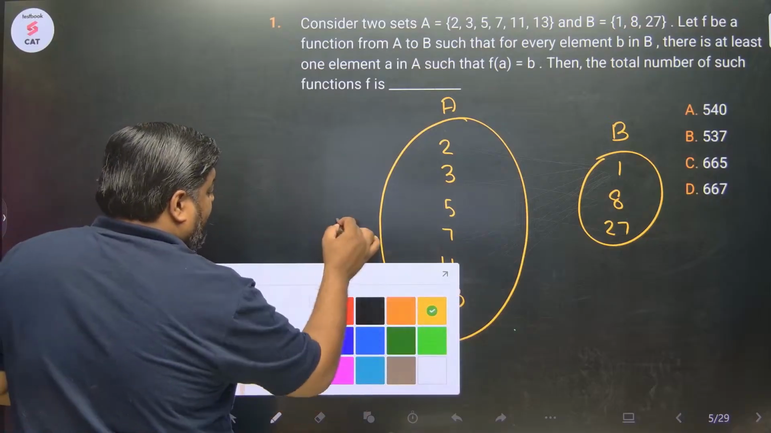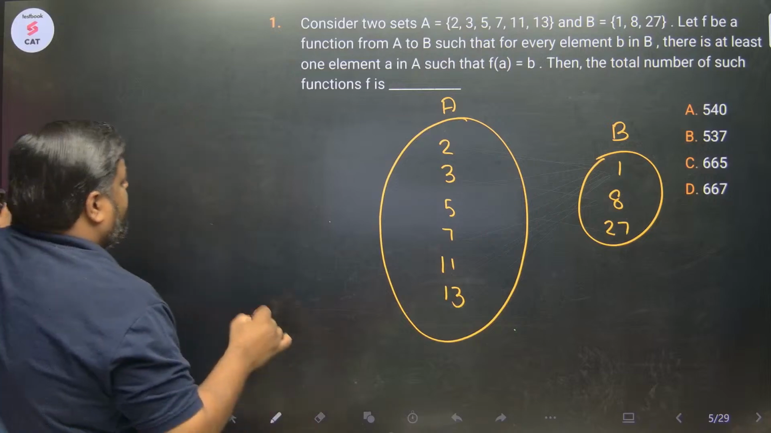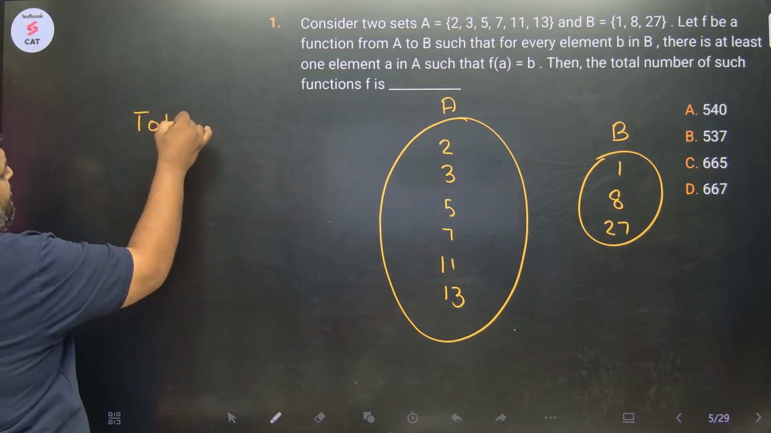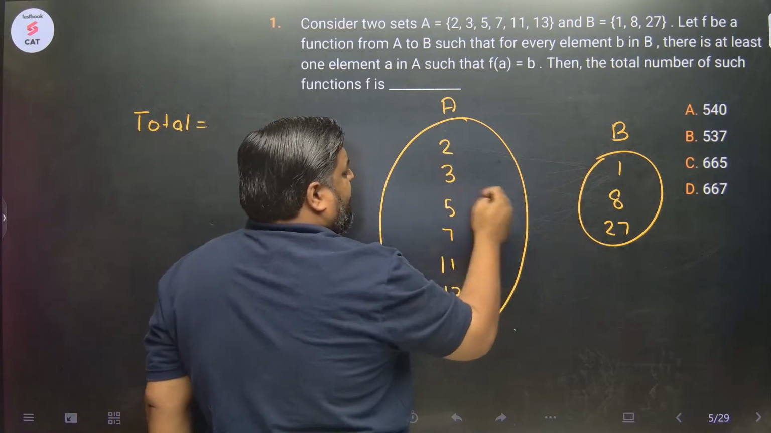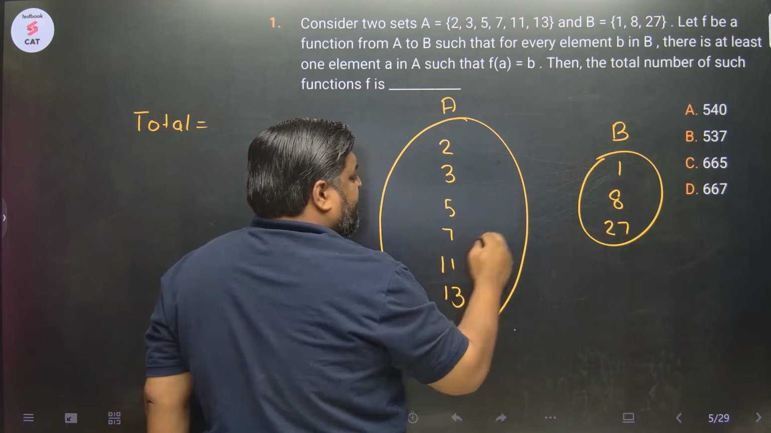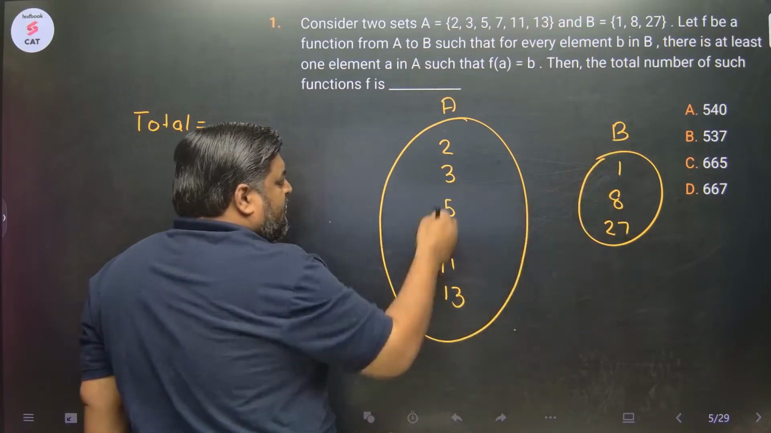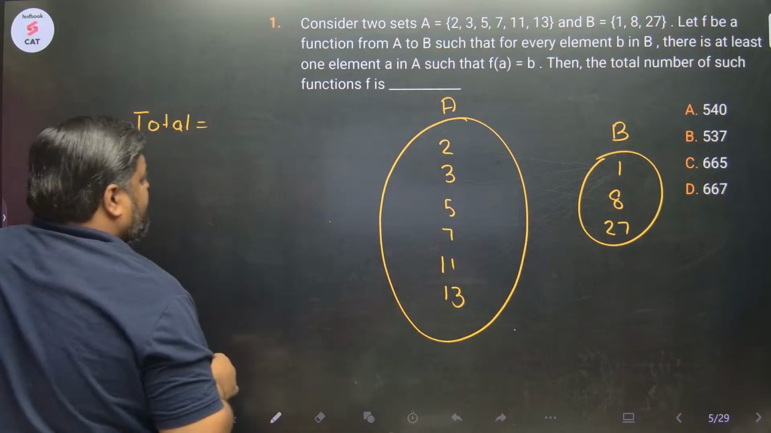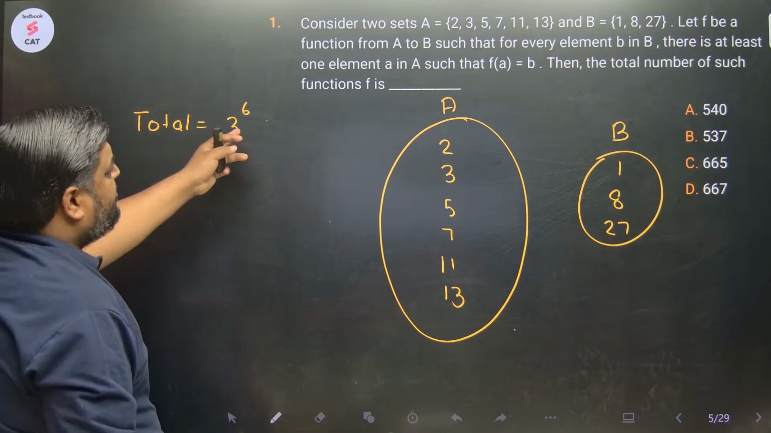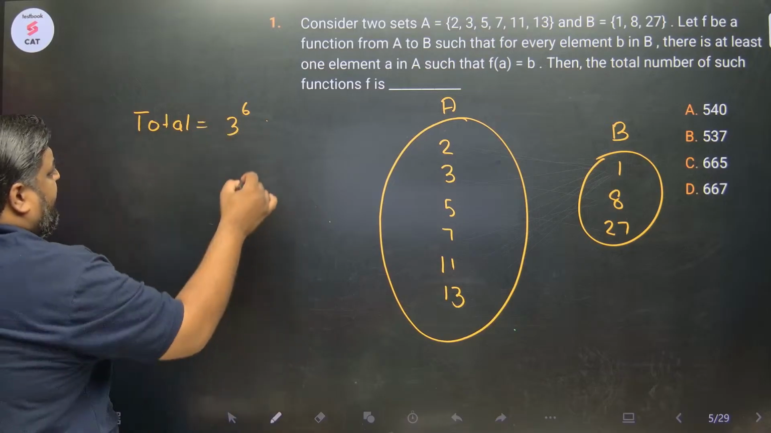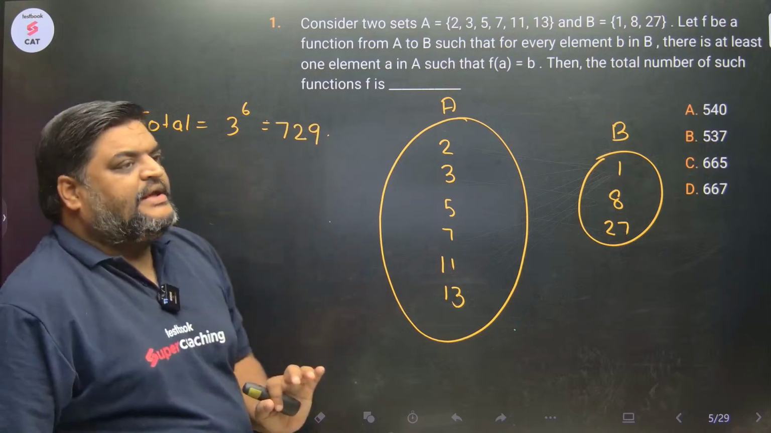सबसे पहले we will try to find out all the relationships possible. टोटल कितने फंक्शंस पॉसिबल है? सर 2 के लिए यू हैव 3 ऑप्शंस, 3 के लिए यू हैव 3 ऑप्शंस, 5 के लिए यू हैव 3 ऑप्शंस, 7 के लिए यू हैव 3 ऑप्शंस, 11 के लिए you have 3 options, 13 के लिए you have 3 options. So all of these 6 elements have 3 options each. So total possibility is 3 raised to the power 6, which is 729. So total different functions possible from A to B is 729.